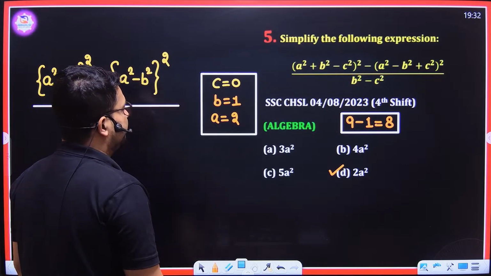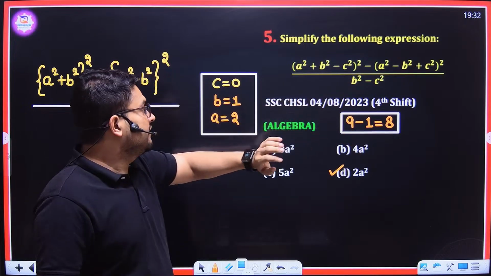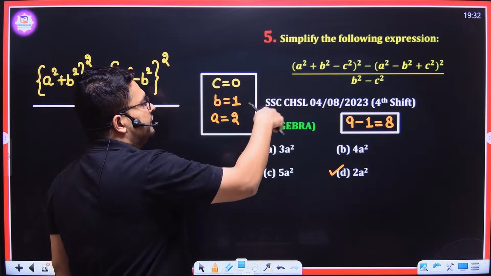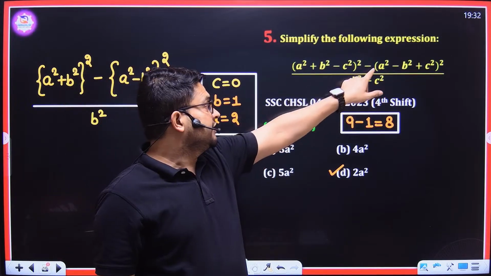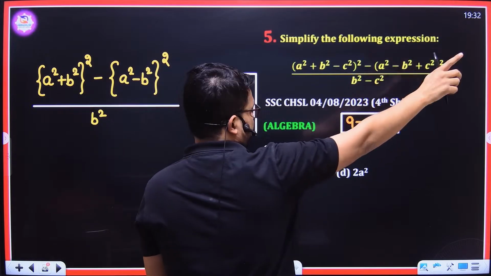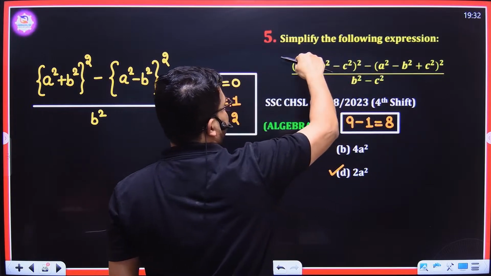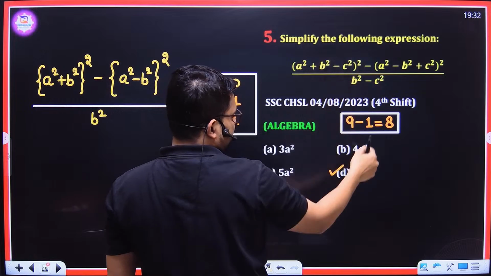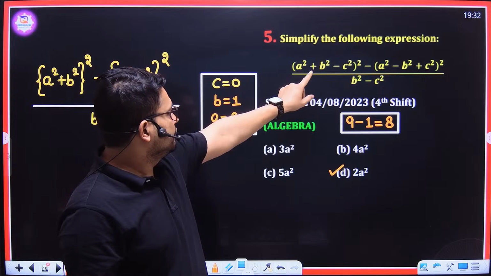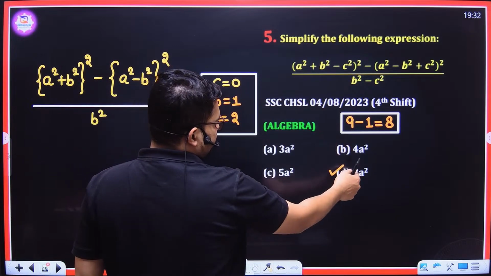C equal to 0, so this one eliminates. If b equal to 1, then I have nothing in my denominator. So I have (a square plus 1) whole square minus (a square minus 1) whole square. Put the value of a. I am putting a value of a greater than 1 because otherwise it will make this 0. If I take a equal to 1, 1 minus 1 is 0, so this thing becomes 0. Here 1 plus 1 is 2, 2 square is 4. So by putting a equal to 1, I have 4 here and I have 2 here.